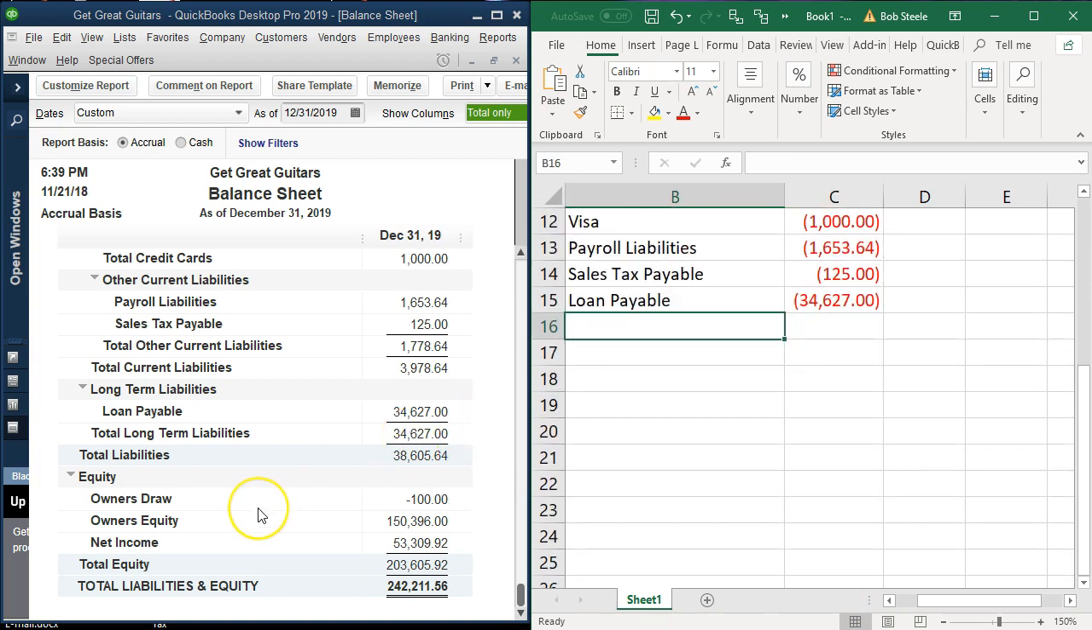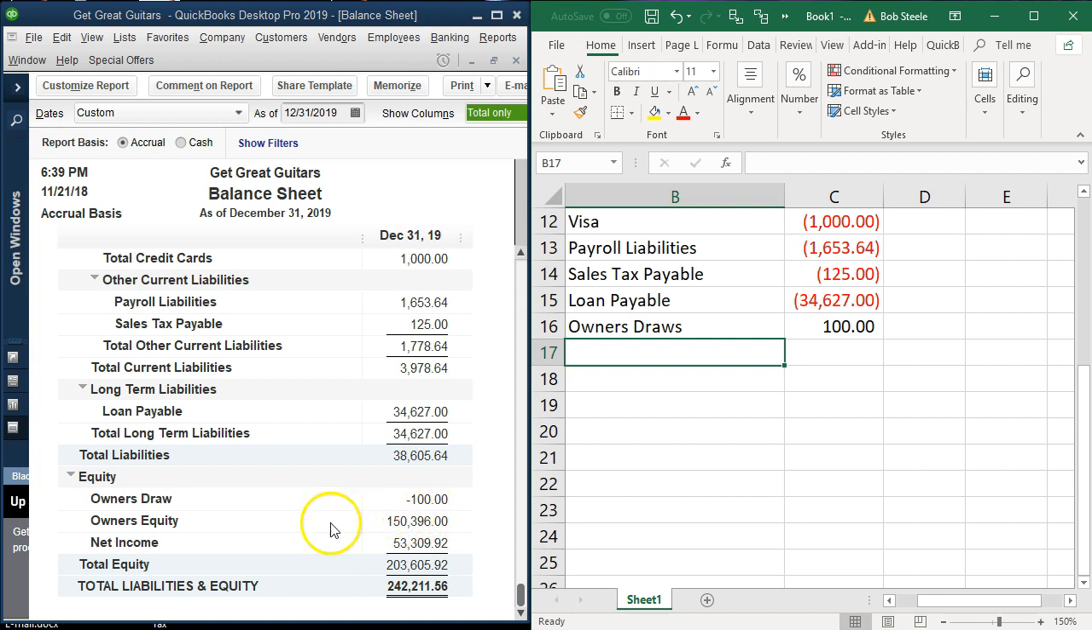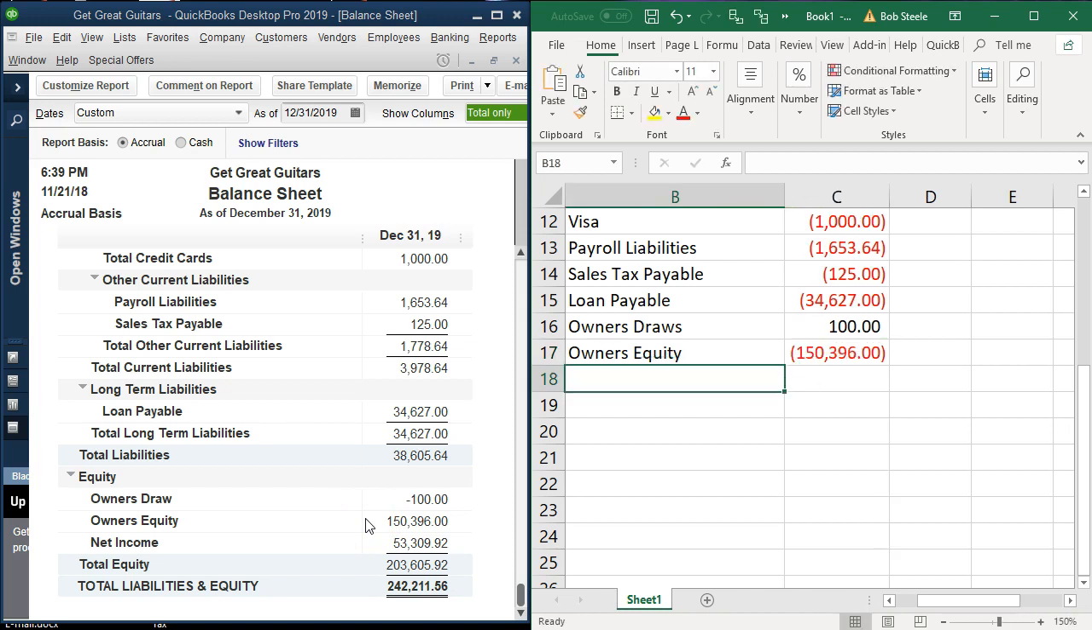Then we're in the equity section. We're in owner's draws, and that's going to be 100. Notice it's a contra equity. It's a debit balance. Draws are debits. But you can see it's a contra equity, if that's confusing, if that doesn't come to us easily. Owner's equity. These are credits. So negative 150396. And then net income.